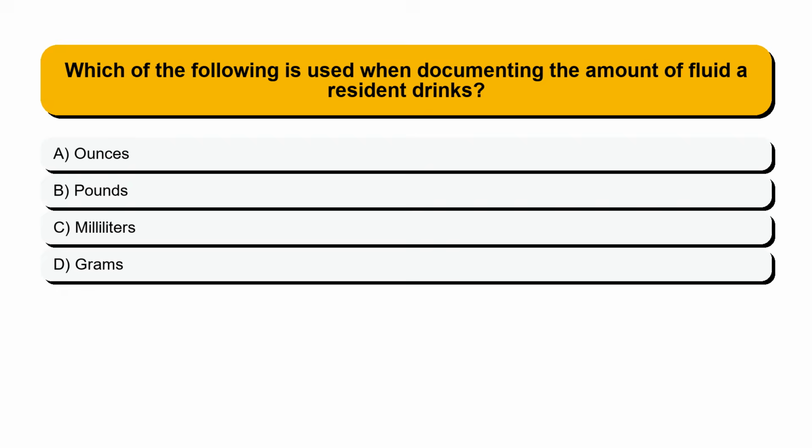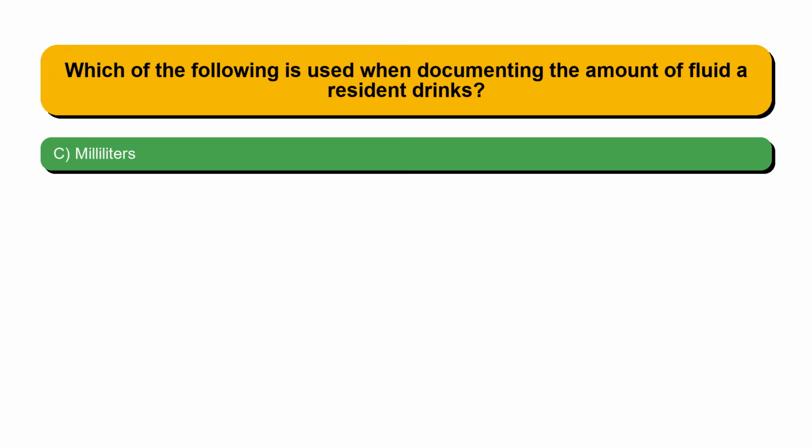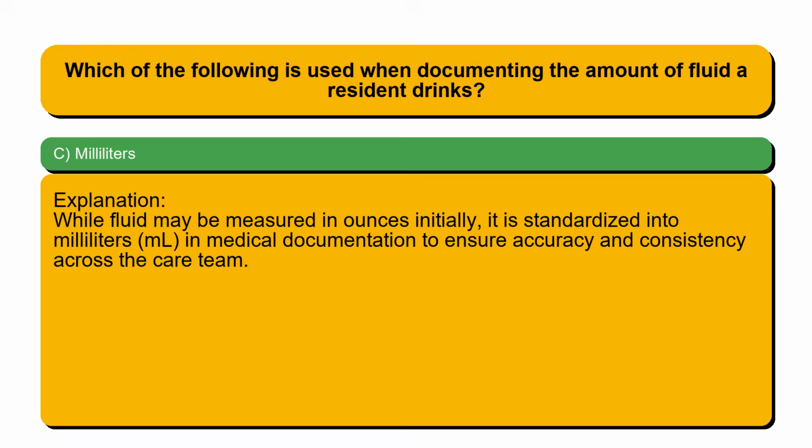Question 89. Which of the following is used when documenting the amount of fluid a resident drinks? Option A, ounces. Option B, pounds. Option C, milliliters. Option D, grams. The correct answer is option C, milliliters. While fluid may be measured in ounces initially, it is standardized into milliliters, mL, in medical documentation to ensure accuracy and consistency across the care team.